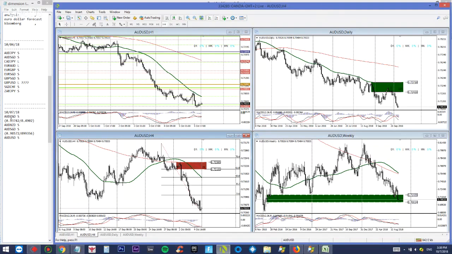So far, two pairs are possible setups. If they retrace back in the short term, we might put some orders in.